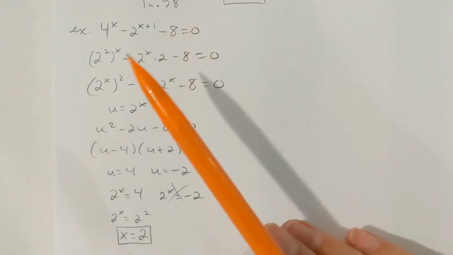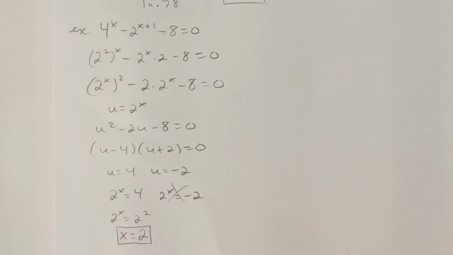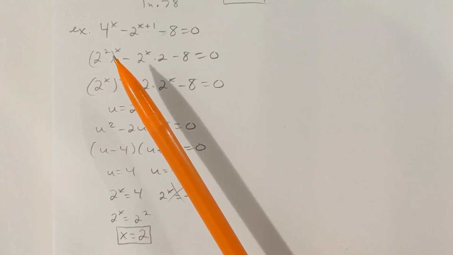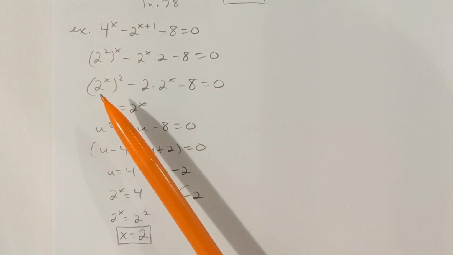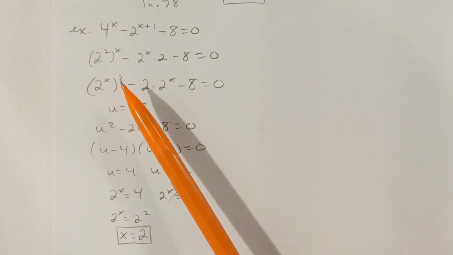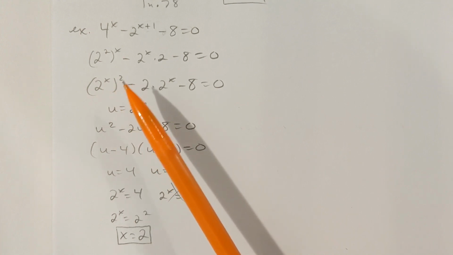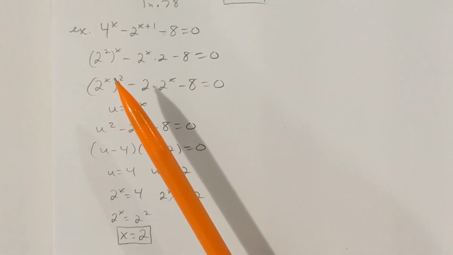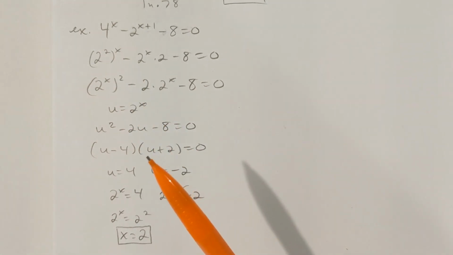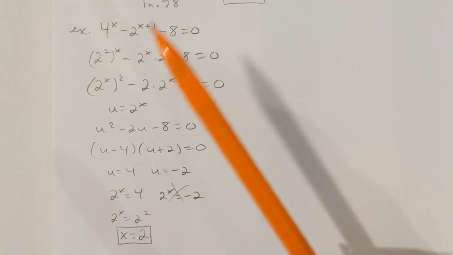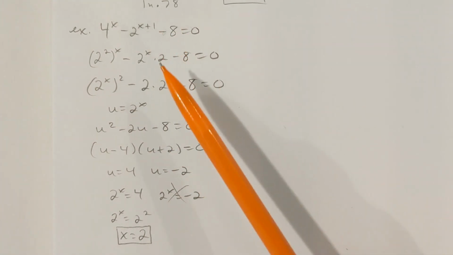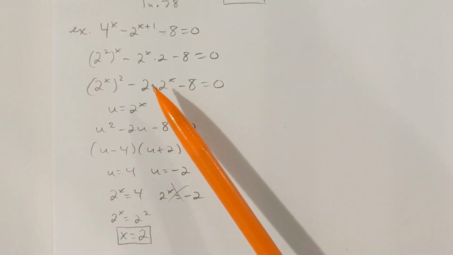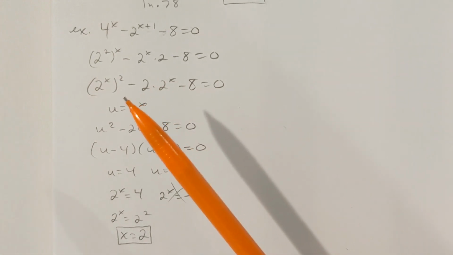So in this problem, 4 to the x, well, 4 is the same as 2 squared, and 2 squared to the x is the same as 2 to the x, squared, because by my rules of exponents, I'm just going to be multiplying the powers there. Now the reason why I've written it like this, and also 2 to the power x plus 1, that's the same as 2 to the x times 2 to the first, using law 1 on that list of laws of exponents.